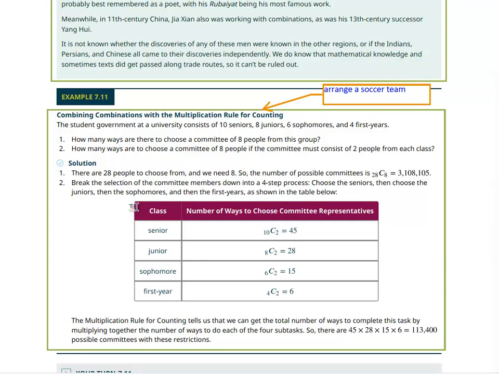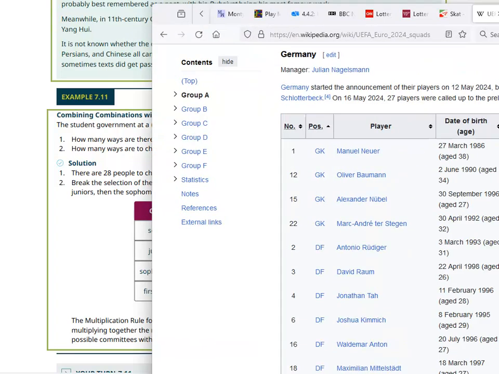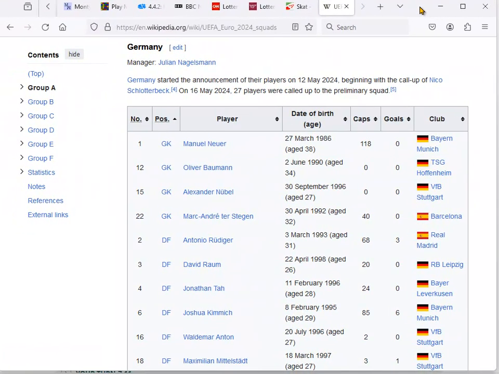And I mean, what they do here is this committee with 8 people from this group, and then they choose 2 out of 10 seniors, they get 45 possibilities, 2 out of 8 juniors, they get 28 possibilities, and so on. And then what they do is they multiply these possible combinations here, and they get these 113,000 possible committees. So let me show you that with a soccer team, just because I want to. All right, so here's the soccer team that I want to use for that.